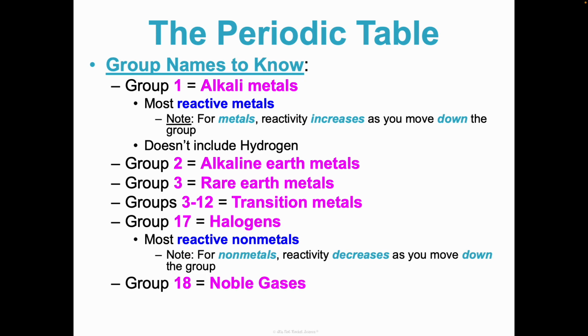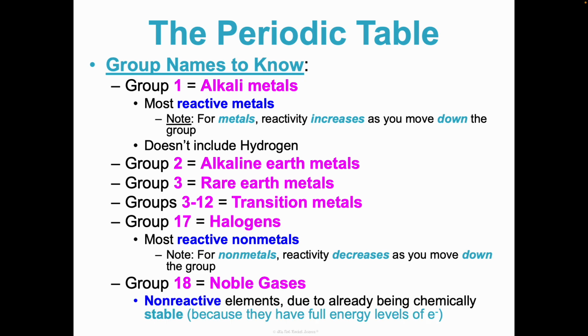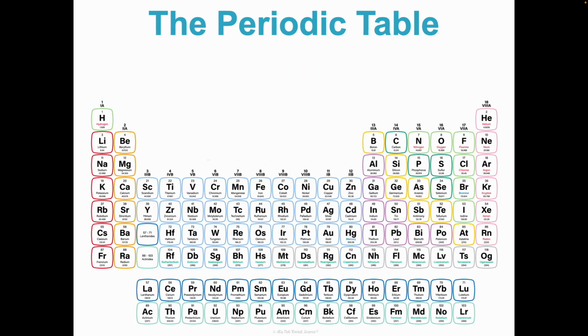And then group 18 are your noble gases. These are non-reactive elements due to them already being chemically stable, because they have full energy levels of electrons. Like I said, helium's only got that one energy level with a 2 that fills it. Every level after that, you're going to see the outermost level has 8. And so it's going to be full and stable, which makes it non-reactive, because there's no benefit for those elements reacting with other elements because they're already stable as is. And typically they're only reacting to gain stability.